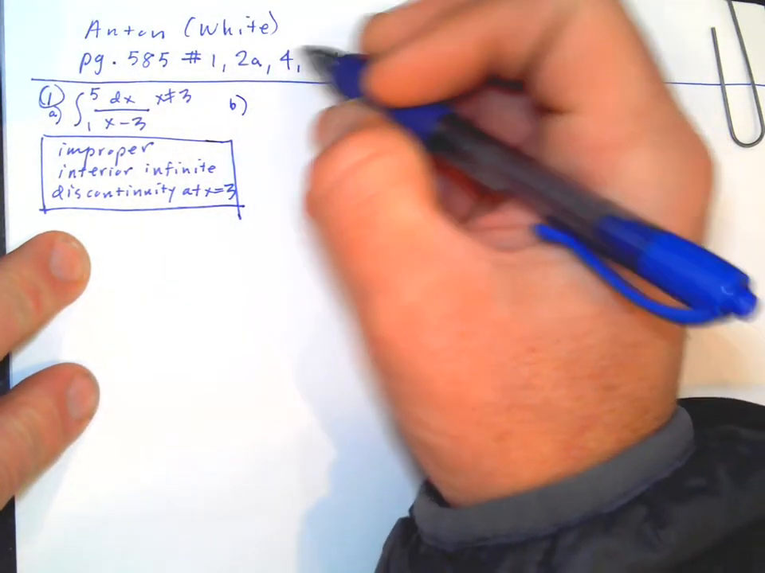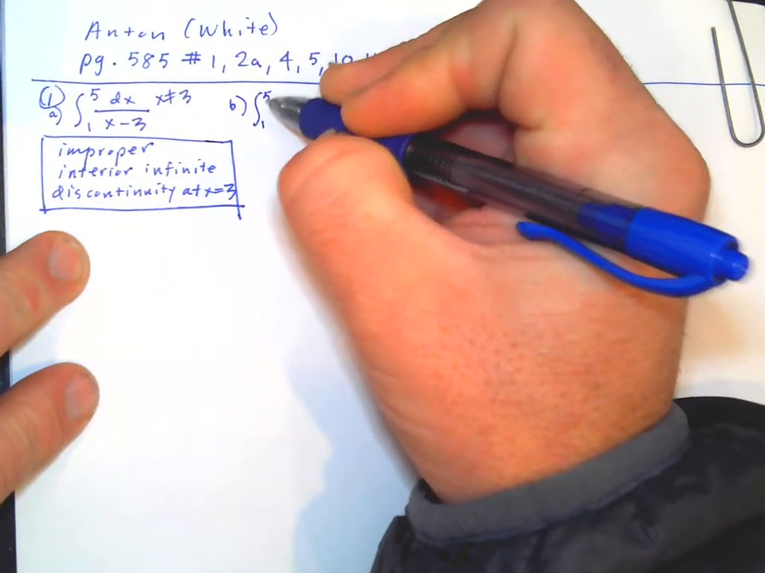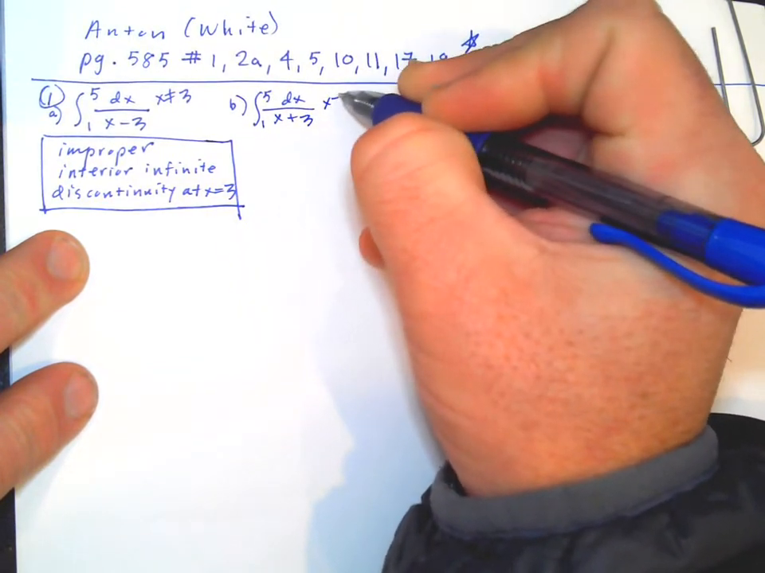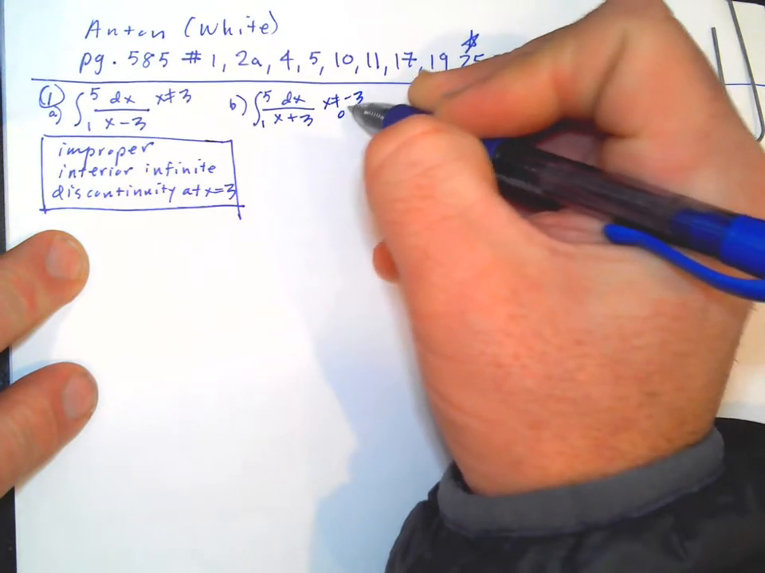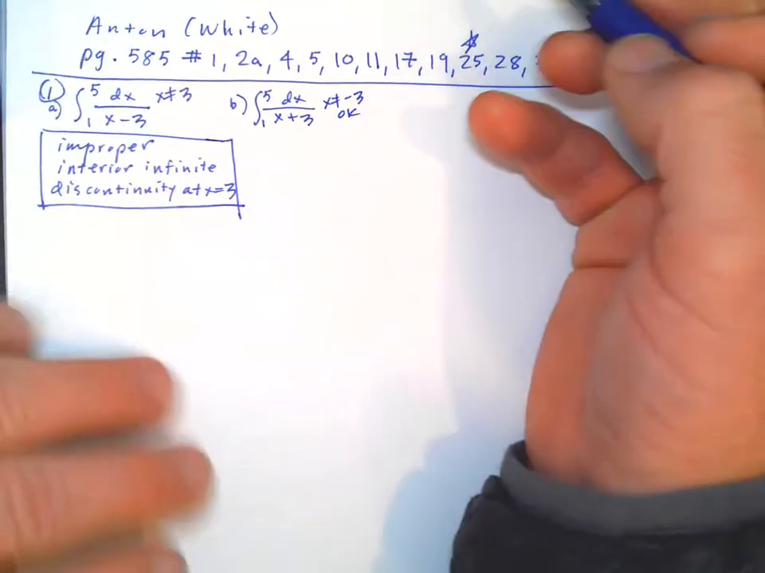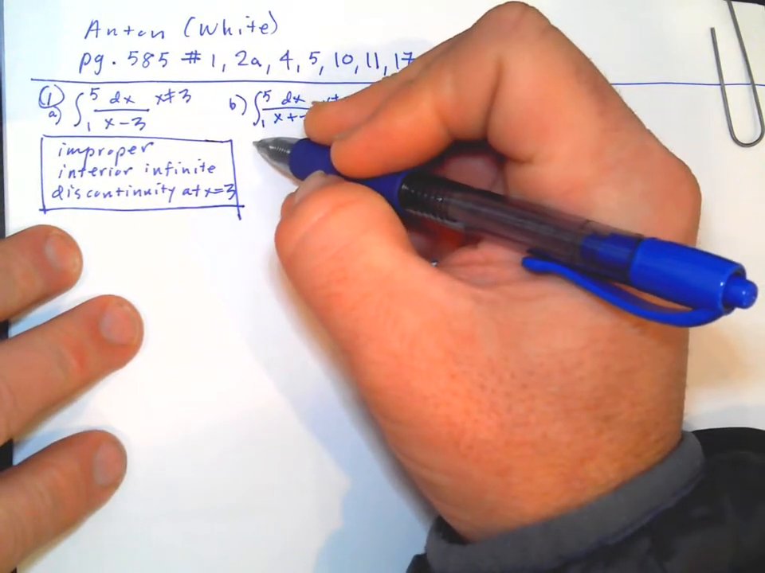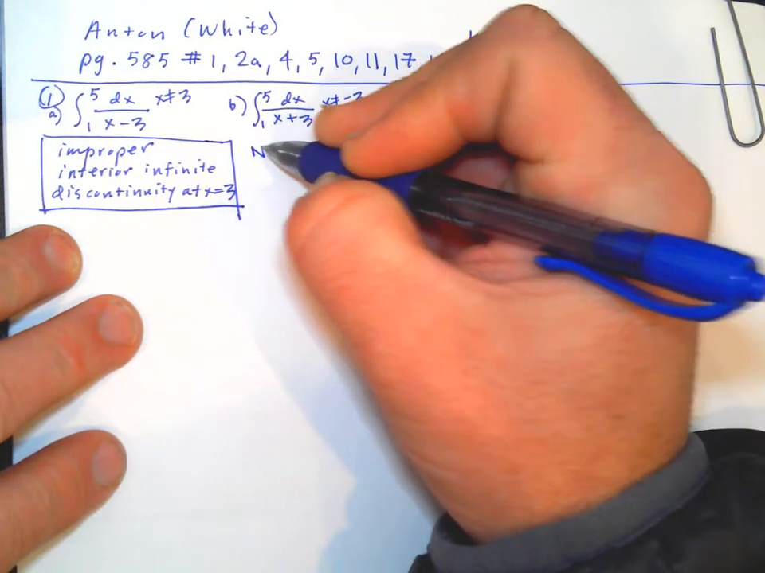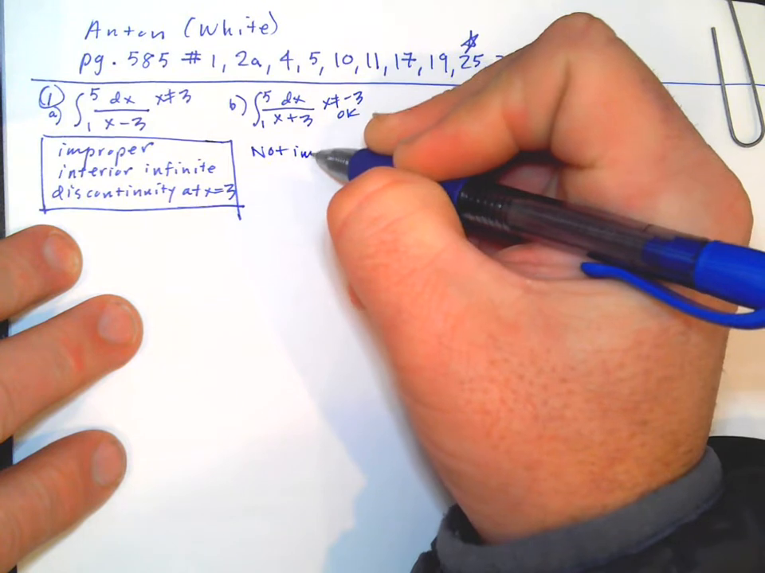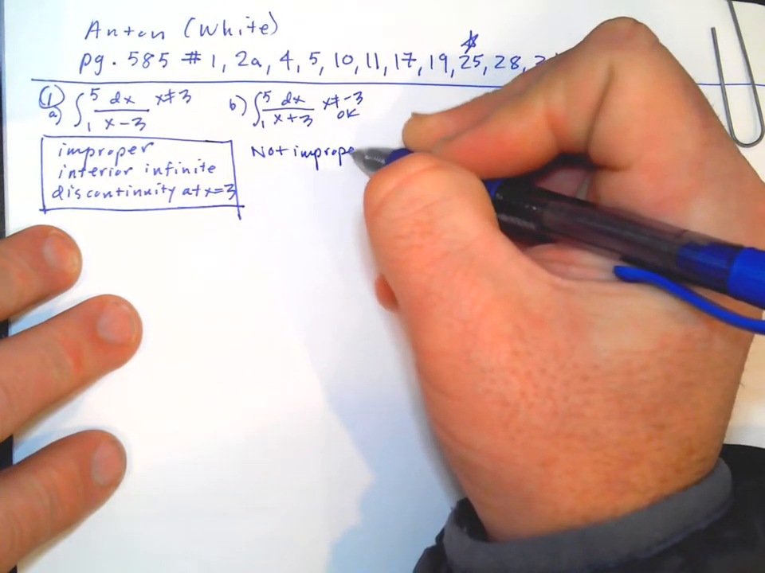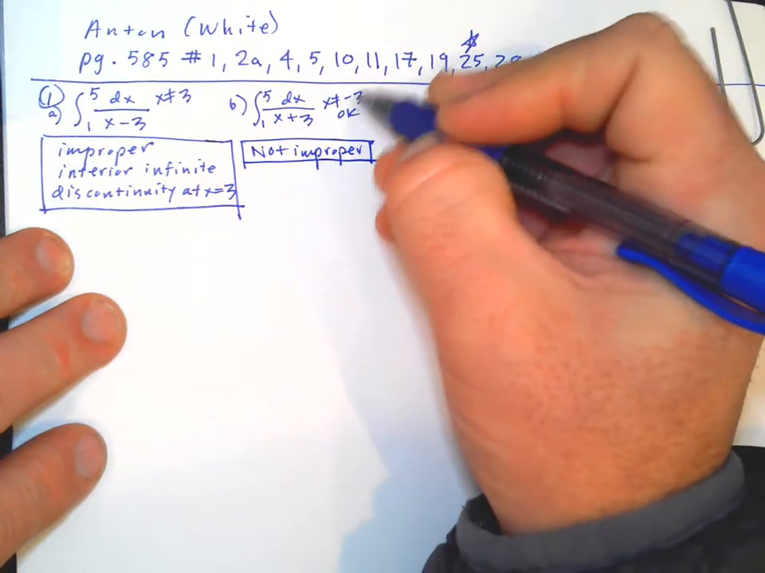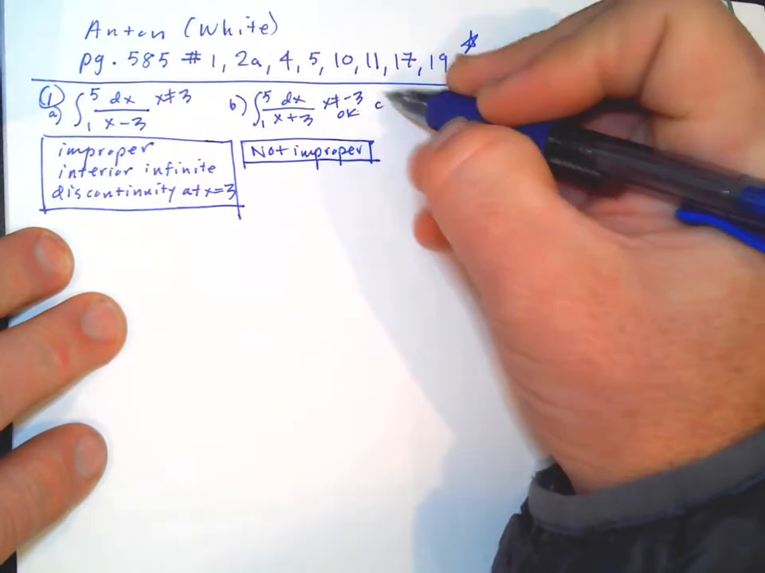B is the integral from 1 to 5 of dx over x plus 3. So x cannot equal negative 3, which is okay for us. It's not an issue, and we shouldn't have any issue. This is a proper integral, so this is not improper. But you could show your work, like I have, in identifying what the issues potentially would be.